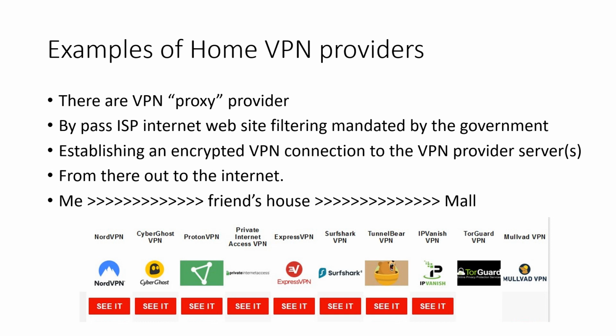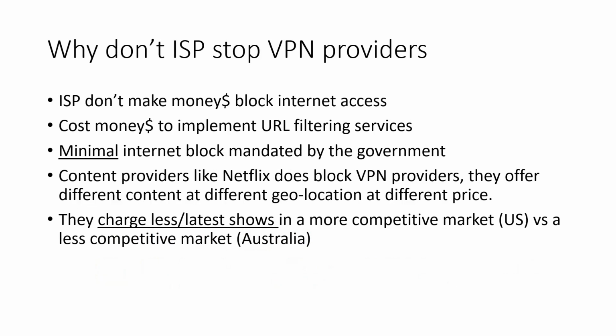Because your traffic is encrypted as you're going through the VPN provider, your local service provider is not able to filter anything, because all your traffic is encrypted as secure communication between the client and the VPN provider. So why don't the service providers block those VPN providers? In short, it's not in their incentive to block internet access, because blocking internet access costs money. It costs money to build expensive web filtering services to block users from going out to certain destinations. So they'll do a minimal job as mandated by the government. Anything that is not mentioned, anything they don't know about, would be allowed to go out through the internet.